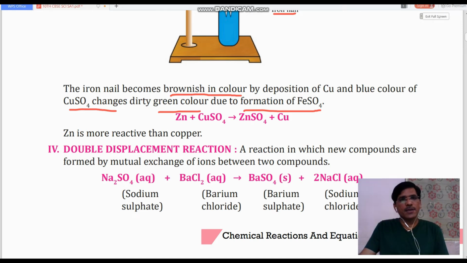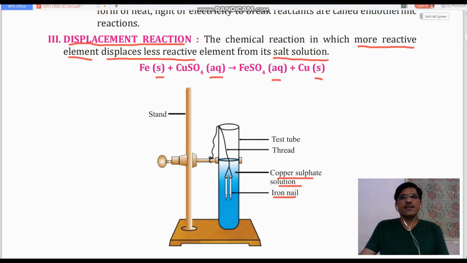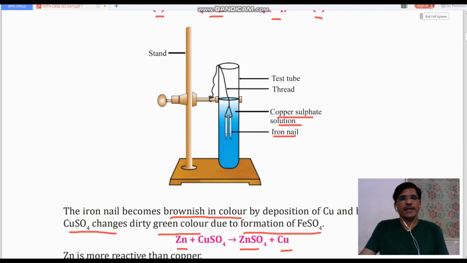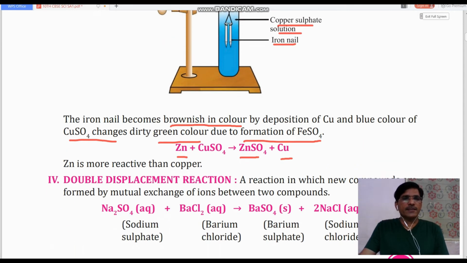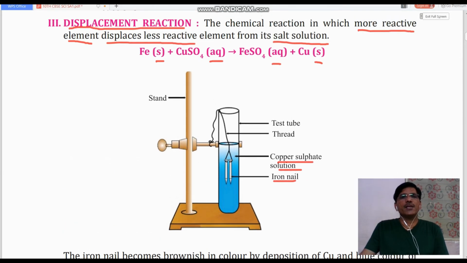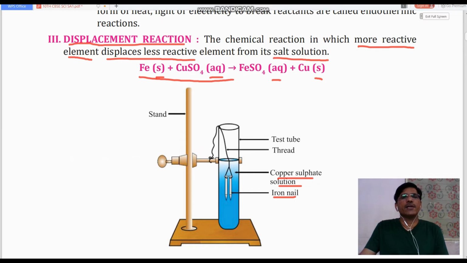Now one more example. Zn plus CuSO4 gives ZnSO4 plus Cu. The definition is already there: a more reactive element displaces a less reactive element. In the second example, Zn plus CuSO4 gives ZnSO4 plus Cu, Zn is more reactive than copper. Same thing, iron is more reactive than copper, so it displaces the less reactive element.